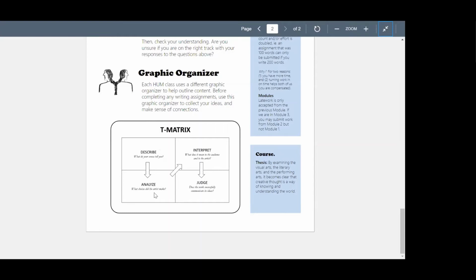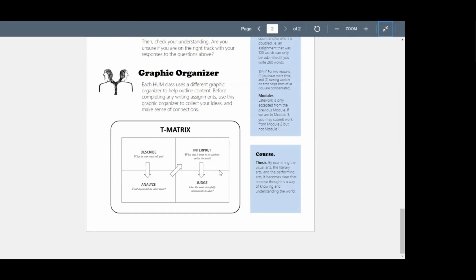Then you go to analysis, which is, what are the choices the artist made? So artists do things with intent. So they choose a specific color or a type of pattern or a specific wording in order to create meaning. So what are those choices and how do you know?